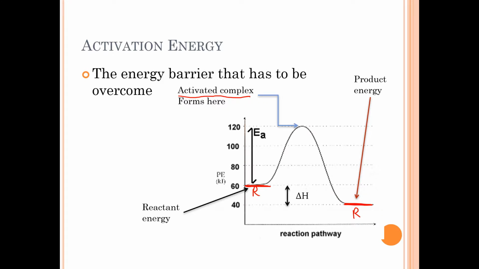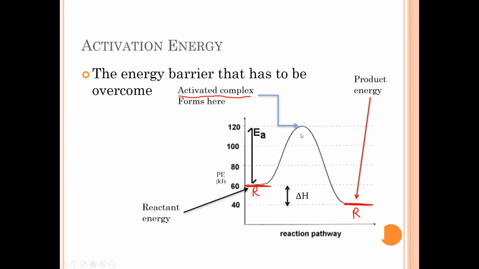Delta H, however, is still measured as a difference between the reactant energy and the product energy. Delta H is not measured from the top of the activation energy to the bottom of the products. It's always measured from the difference between the reactant and product energy. Even though you have this huge activation energy here, that's not part of delta H. That is actually the activation energy.